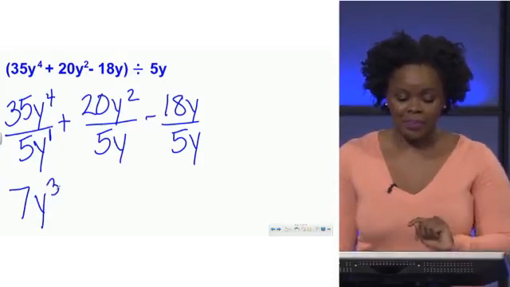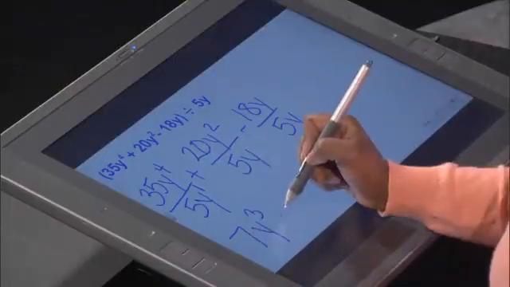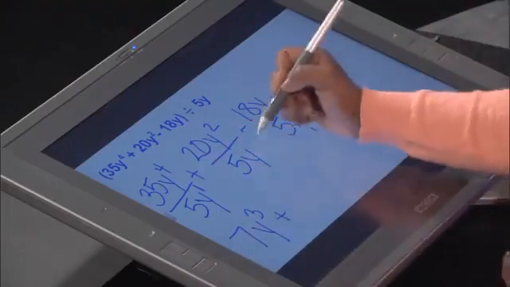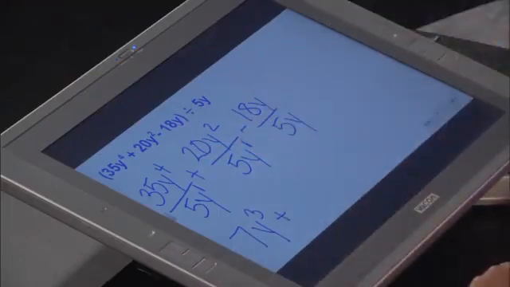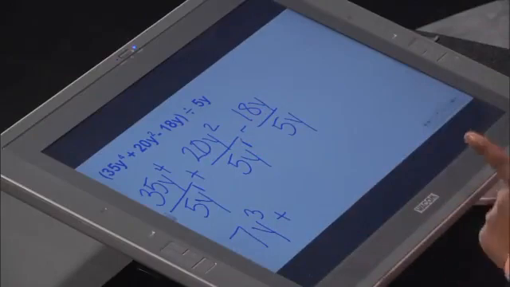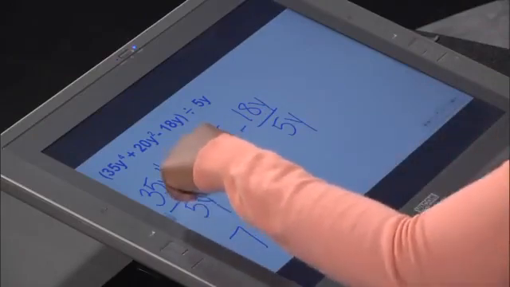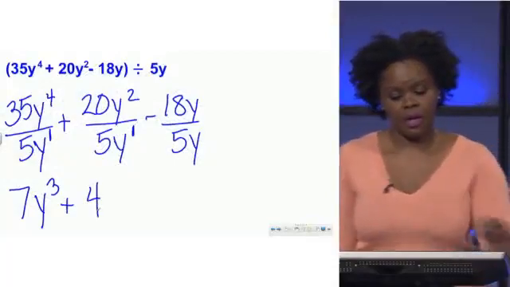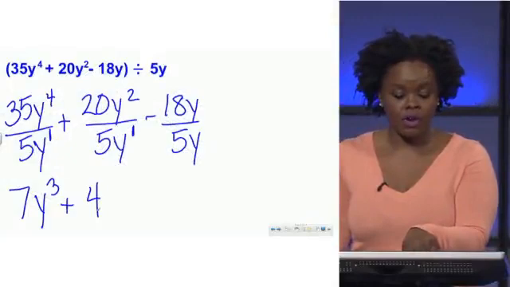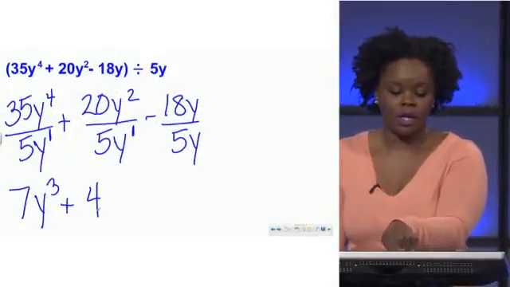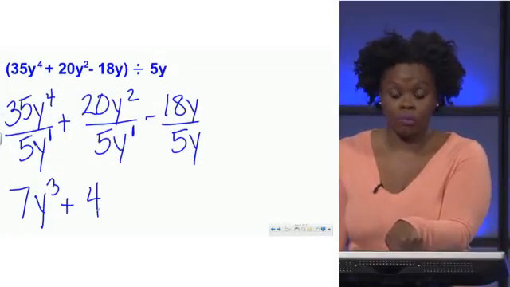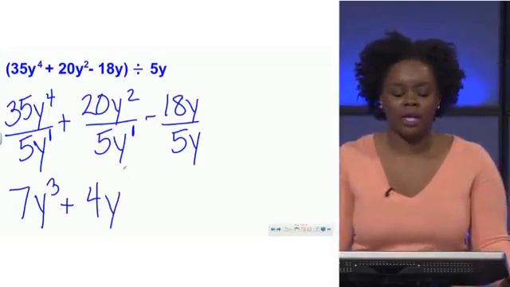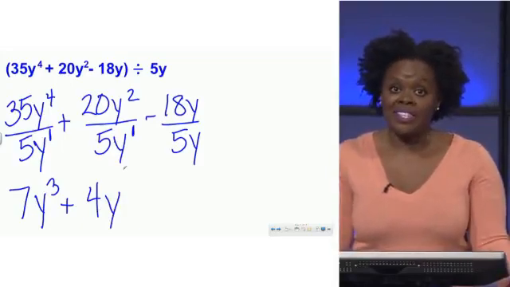Let's look at the second part. It's plus, so go ahead and put that in there. We have 20y squared divided by 5y to the first. What do you think we're going to do first? Right, handle those coefficients. So 20 divided by 5, that's 4. Y squared divided by y to the first, just subtract the exponents. 2 minus 1, that's just 1. So this is y to the first, but when it's a 1, we don't typically write the exponent. So 4y for the second one.